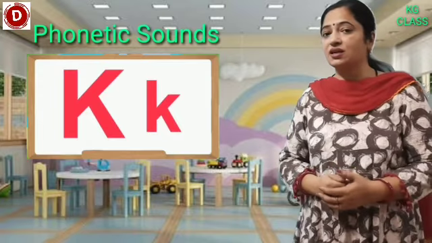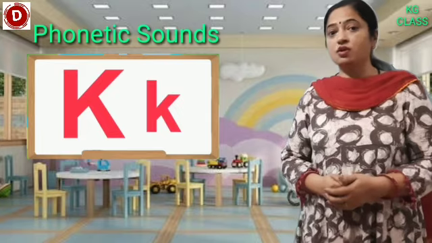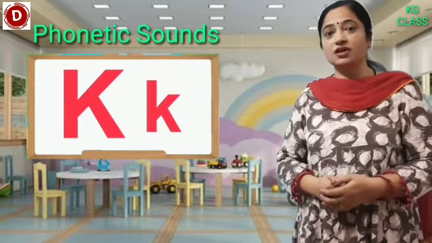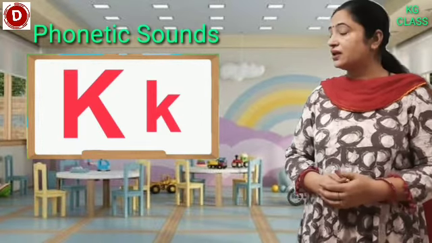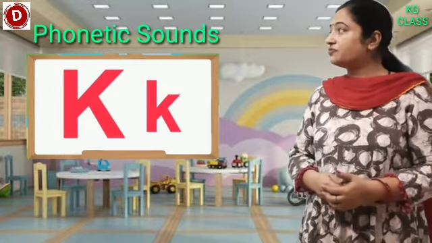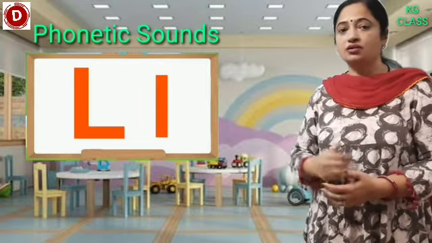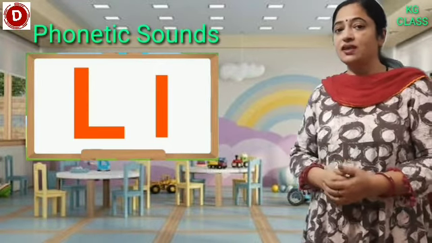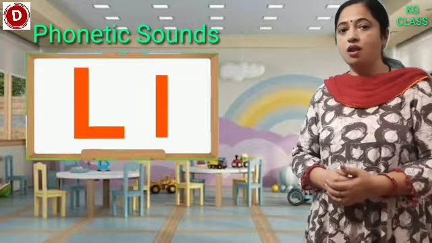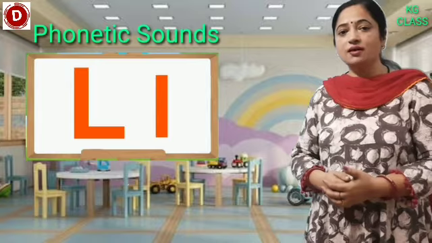And this K is kicking K because C says also K and K says also K. So how to differentiate it? So we have kept it like this K. K is kicking K. After K comes L. L says L. Tongue will go up. L says L. Lion. Leaf. Lamb. L says L.